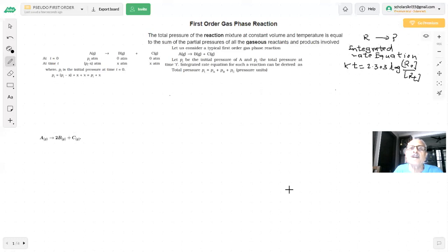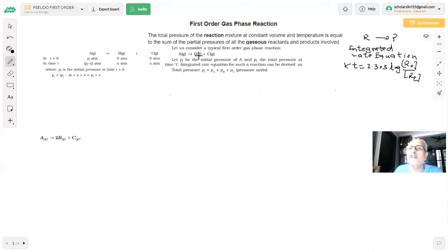For example, supposing I have written a reaction. This is a first order reaction, but it is happening in the gas phase. You can see the reactant is A(g), where g means gas. It is forming products B(g) and C(g). The products are in the gaseous state. So now the question is, if we have gases, then what will we do?